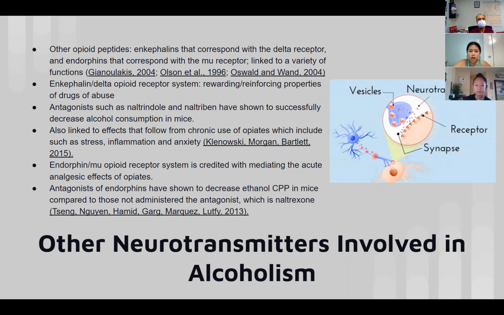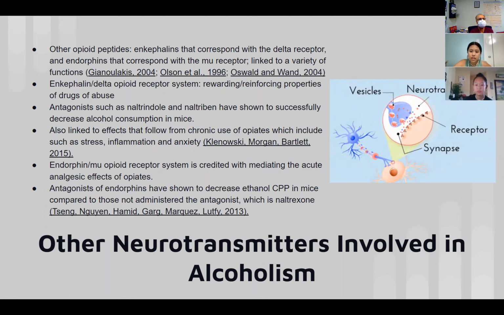So the other opioid peptides and the respective receptors besides the dynorphin KOR that play a role in alcoholism and the reward system of alcohol consumption are enkephalins that correspond with the delta receptor and endorphins that correspond with the mu receptor. Endogenous opioids are linked to a variety of functions, including ethanol reward and reinforcement, and several lines of evidence suggest that increased opioid activity in response to acute ethanol exposure mediates ethanol intake and preference.